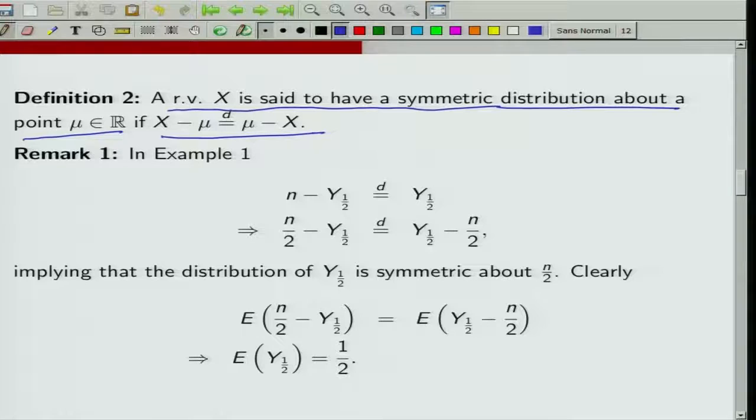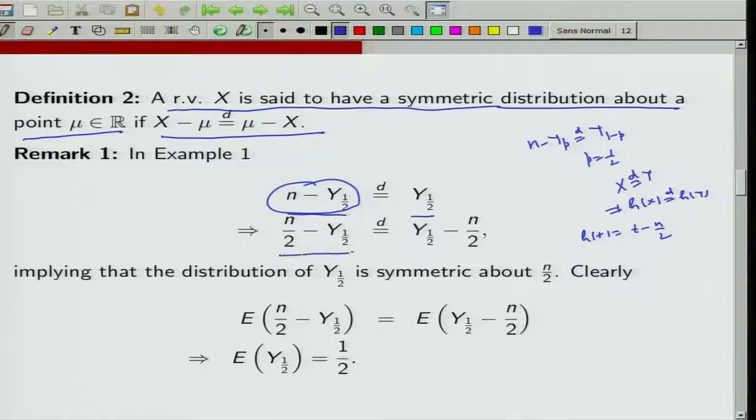Let us look at the last example. In the last example, what we saw is that n minus YP has the same distribution as Y_(1 minus p). So I take p equal to half. So you get n minus Y_half has the same distribution as Y_half. Now you know that if X has the same distribution as Y, this implies that h(X) has the same distribution as h(Y). So I take h(t) to be t minus n by 2. Then n minus Y_half minus n by 2, which is nothing but n by 2 minus Y_half, would have the same distribution as Y_half minus n by 2. So in the last example you conclude that n by 2 minus Y_half has the same distribution as Y_half minus n by 2, which is equivalent to saying that the distribution of Y_half is symmetric about n by 2.